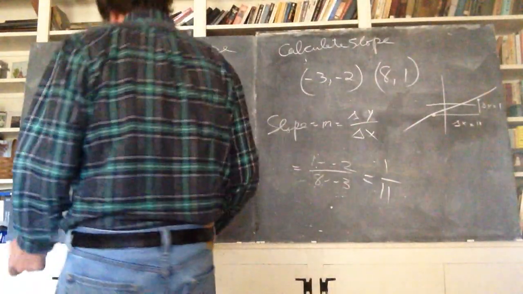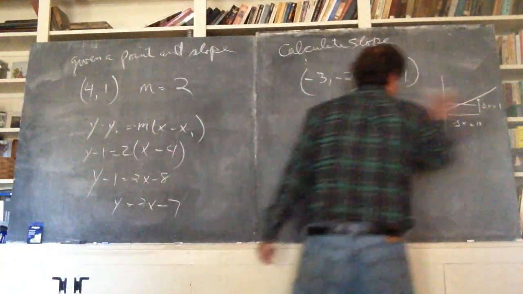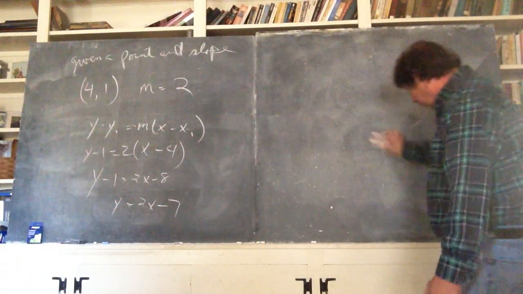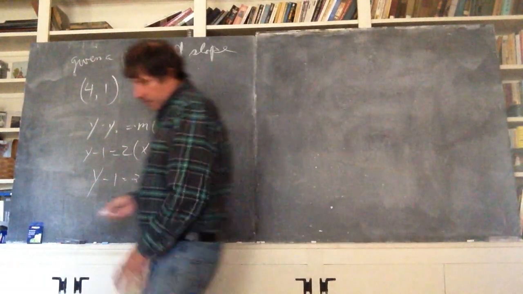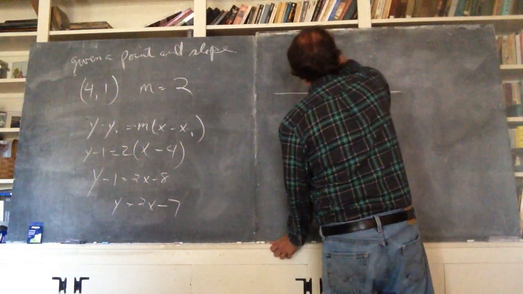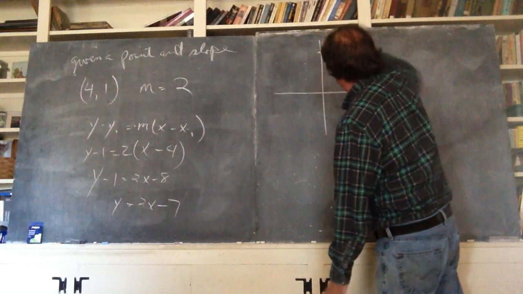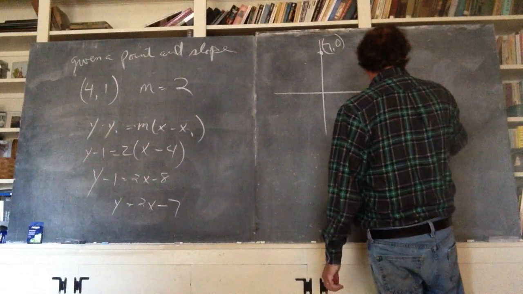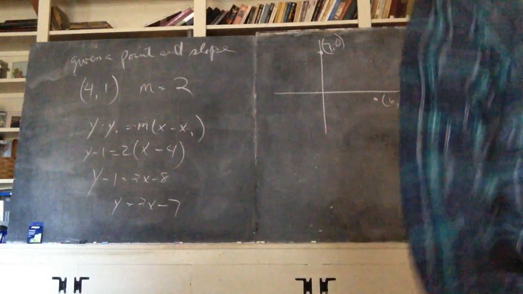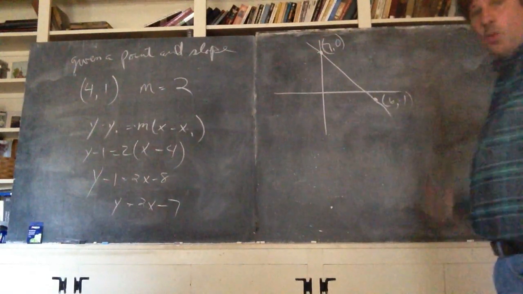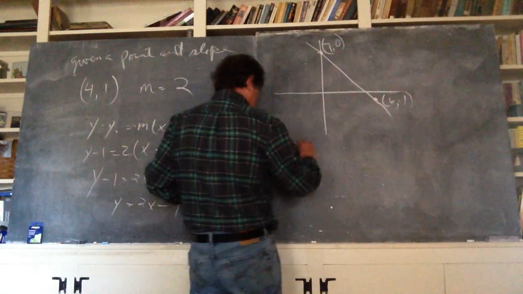Given 2 points, find the slope. Given 2 points, write the equation, from a graph. Suppose that's the point (0, 7). This is the point (6, -1). And so here's the line. And what we want to do is find the equation of that line.